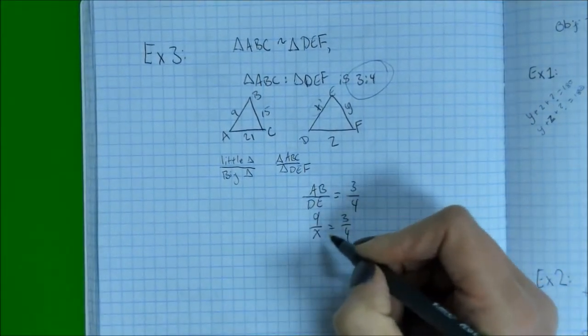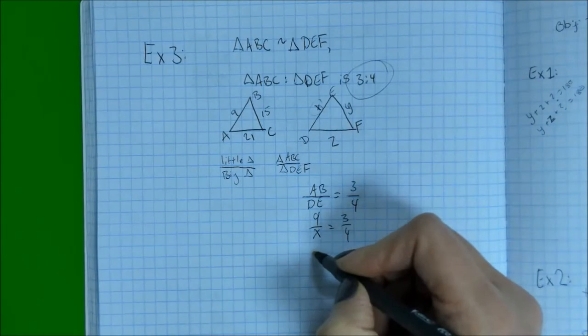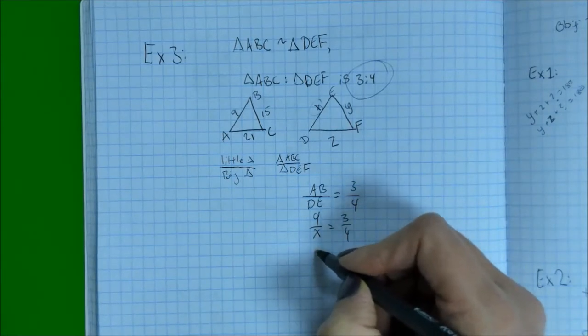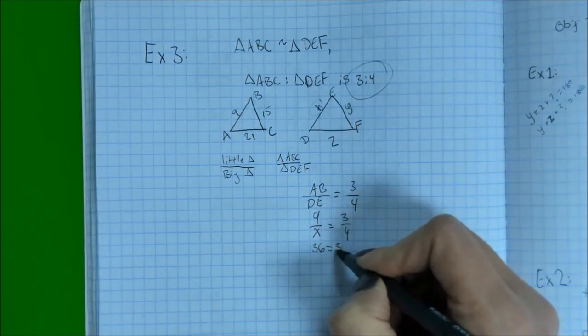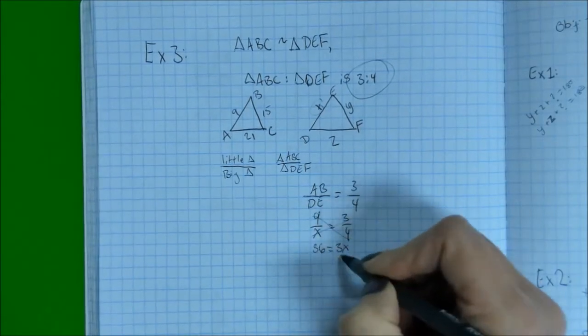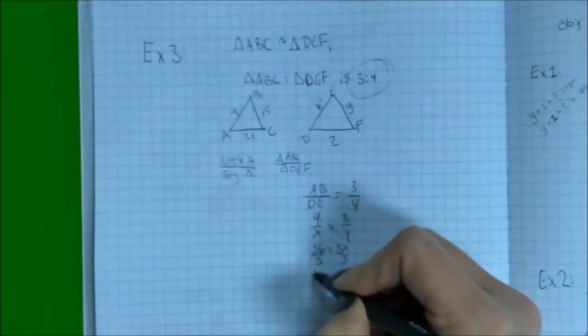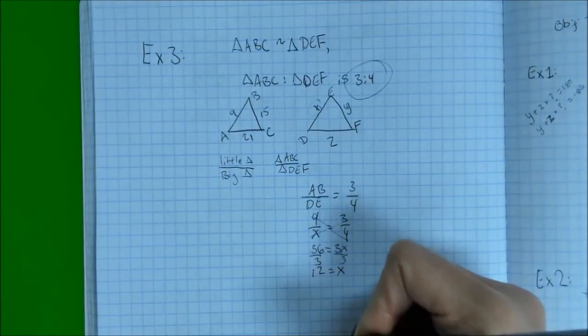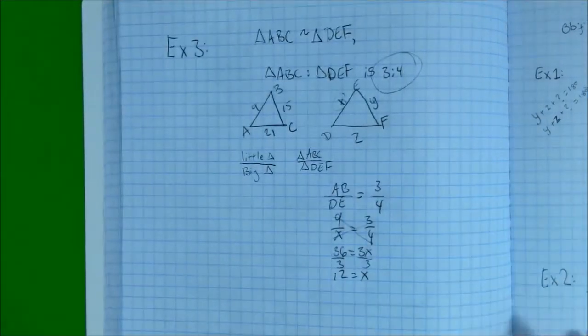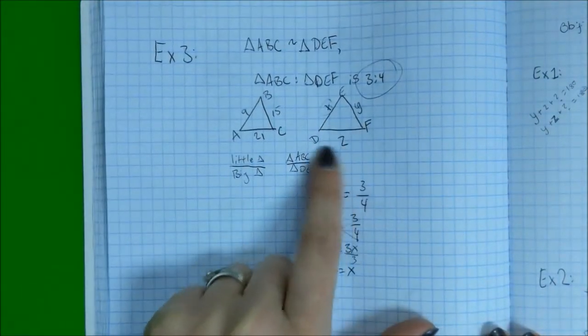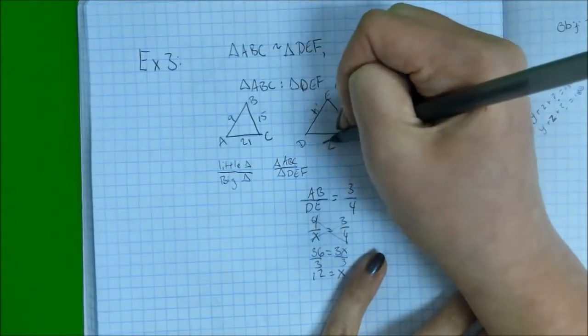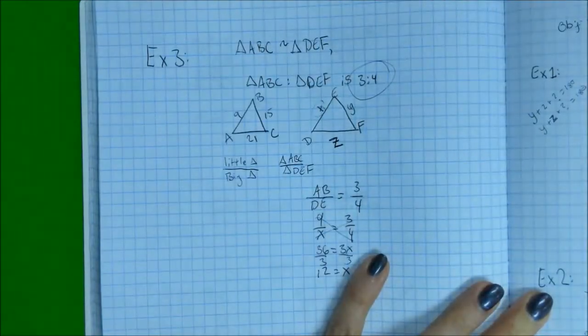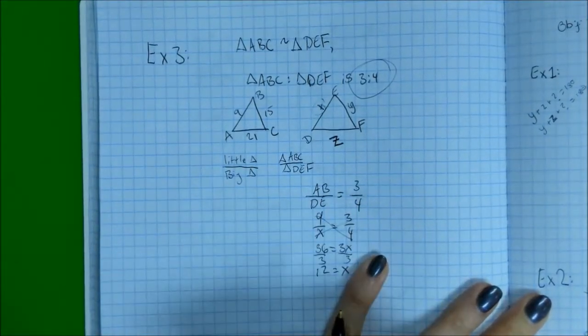I can cross multiply, and I get 36 equals 3x. 12 is x. And I'm going to do the same process to find EF and DF. DF, by the way, is supposed to be Z, not 2, if that looks like something else.